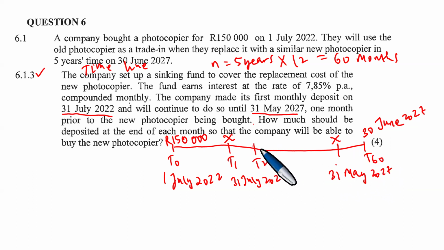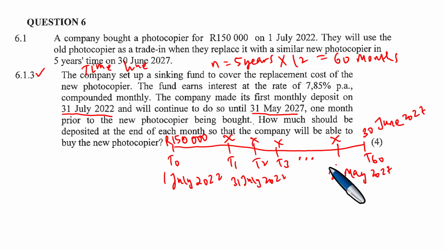So there's going to be time 2, then there's a payment. Time 3, then there's a payment. And these payments go on. How much should be deposited at the end of each month so that the company will be able to buy the new photocopier? Okay, this is sort of the story put on the timeline here.